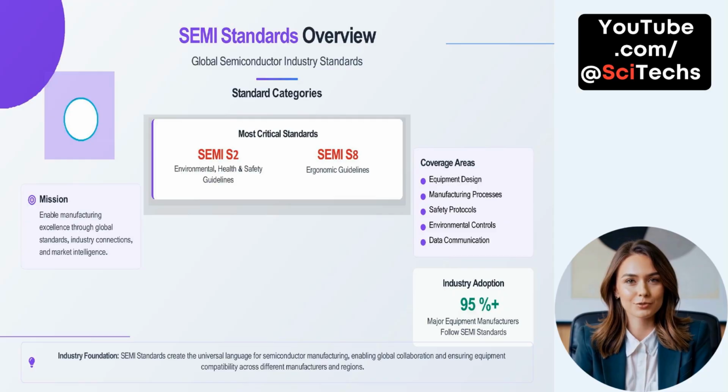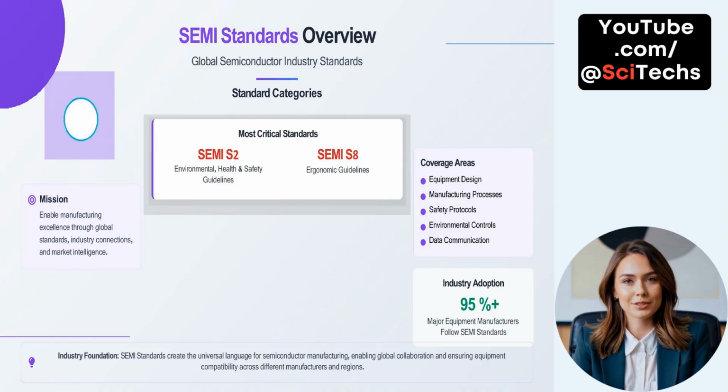SEMI Standards Overview. Most critical standards. Among the broad scope of SEMI standards, SEMI S2 and SEMI S8 are considered the most critical for the semiconductor industry. SEMI S2 provides essential guidelines for environmental, health, and safety compliance. It ensures that semiconductor equipment and manufacturing environments meet global expectations for protecting workers, facilities, and the environment.